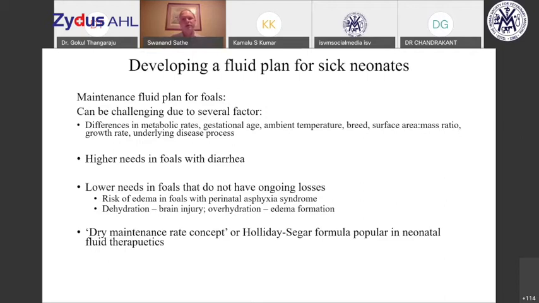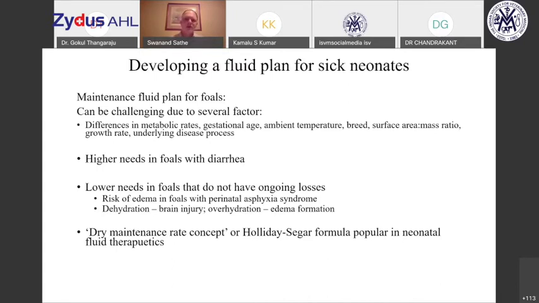Remember, I talked to you about how foals cannot handle excess sodium or excess electrolytes, and they tend to kind of compartmentalize fluid in the interstitial spaces. So you do risk having edema formation in these foals, especially foals that have perinatal asphyxia syndrome. So you have a double-edged sword. If you give too less fluid, you cause dehydration, cause brain injury. If you give too much fluid, you cause overhydration, cause edema formation, leading to seizures.